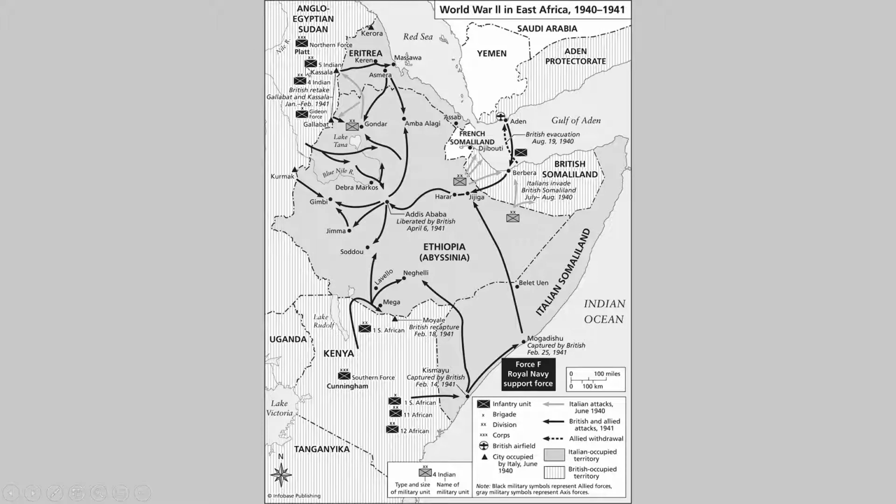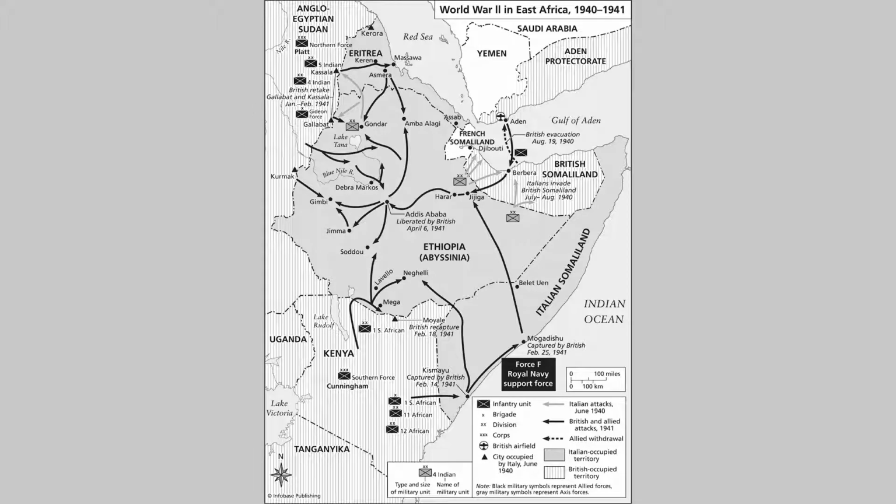And these forces coming in are from divisions from further west, the Northern Force. This is Platt's force, and he's going to take Keren, which is going to be a major battle here. They're retreating from Gondar, and of course it's retreat for the Italians by this point.